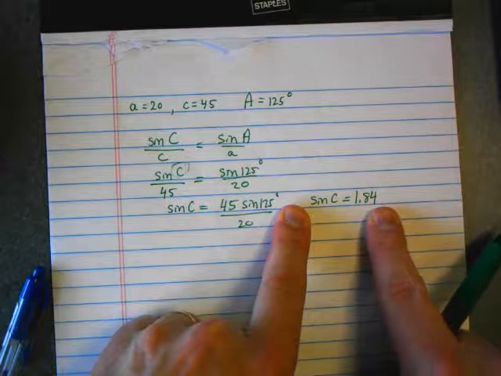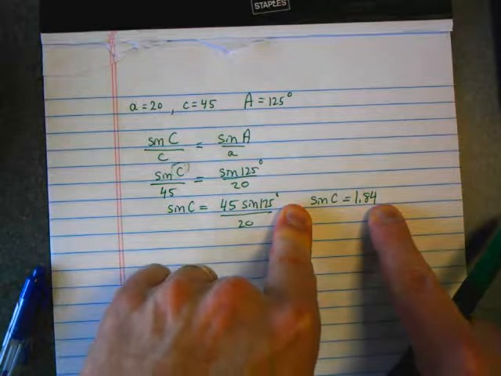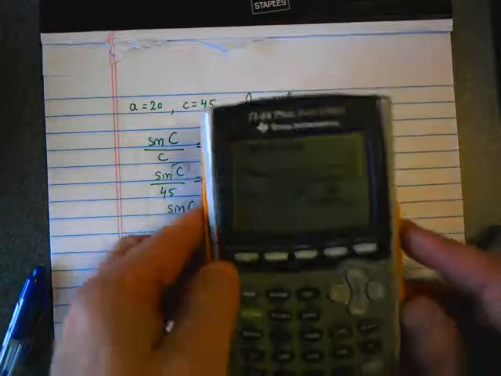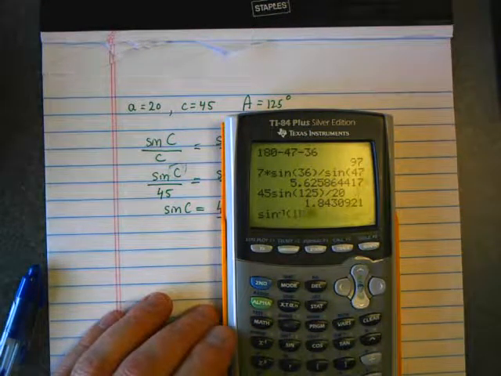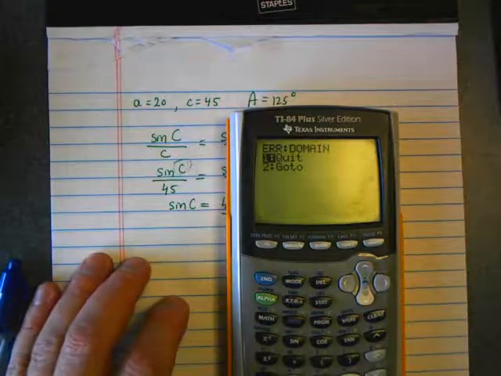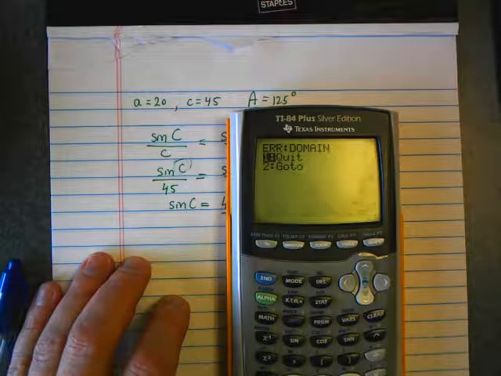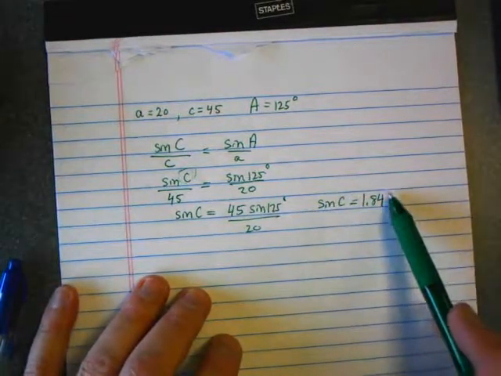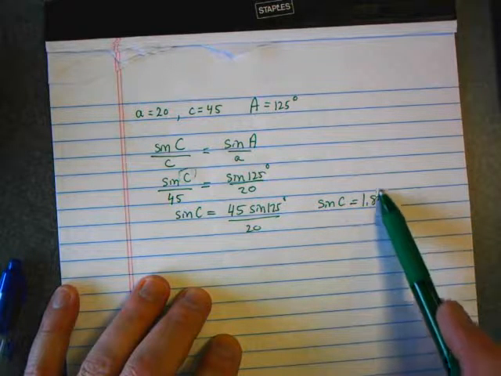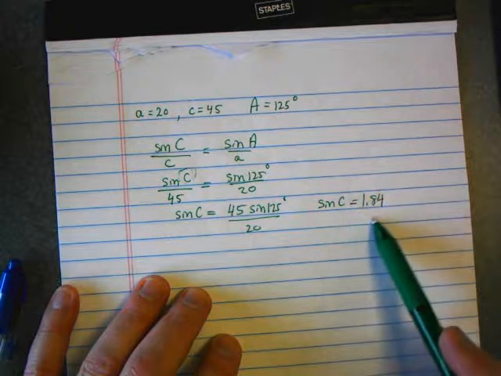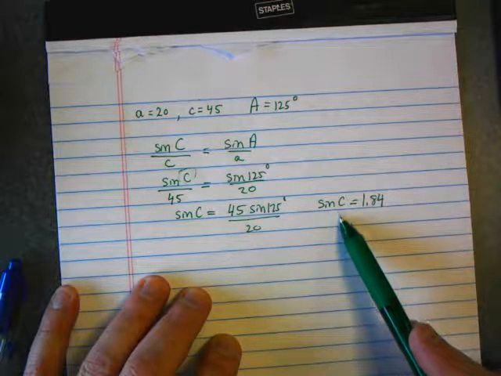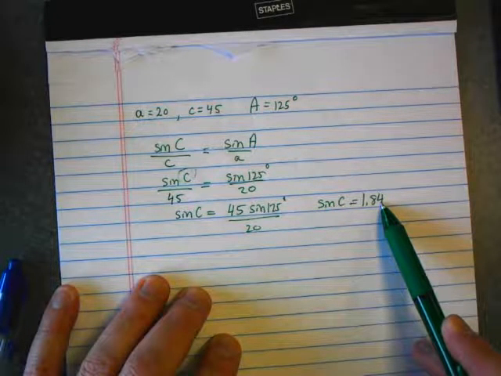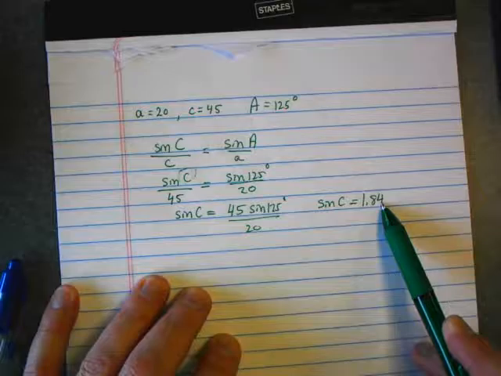So we have to do the thing. What's the thing? The sine inverse. And when I do sine inverse of 1.84, my calculator says error, domain. How come? What kind of numbers can I use when I'm dealing with sine inverse? What kind of numbers can I plug in? Numbers between -1 and +1. Is this between -1 and +1? No. So can I do it? So what does that tell me? It's a no. There's no such triangle.